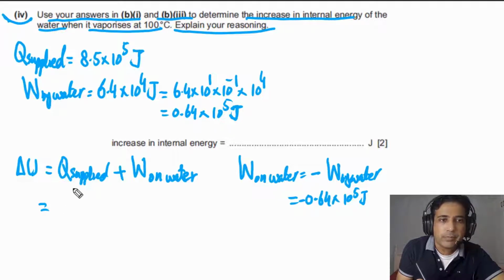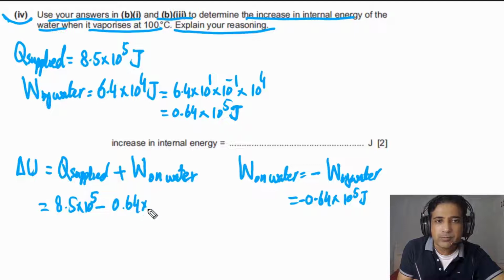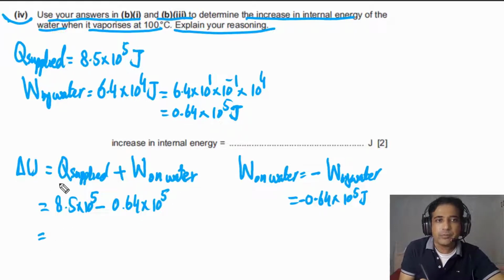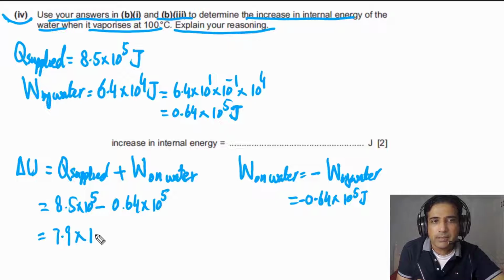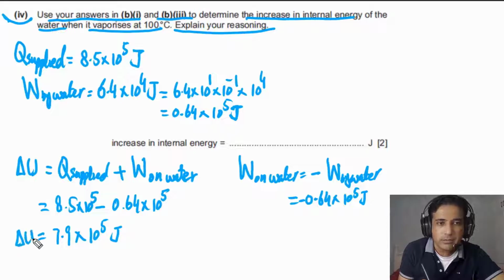Now we can plug in values. Q supplied we have, that is equal to 8.5 times 10 to 5 minus 0.64 times 10 to 5. So we can calculate the value of the increase in internal energy. That will be equal to 7.9 times 10 to 5 joules. Our answer is positive. It means this is an increase in internal energy.